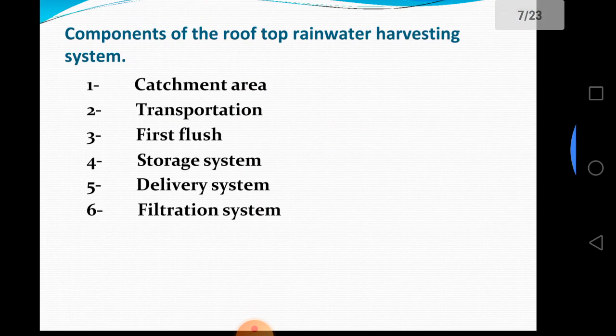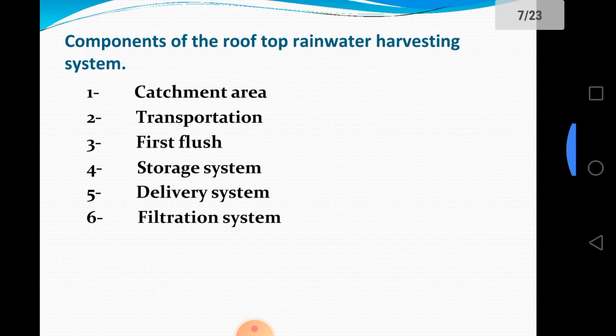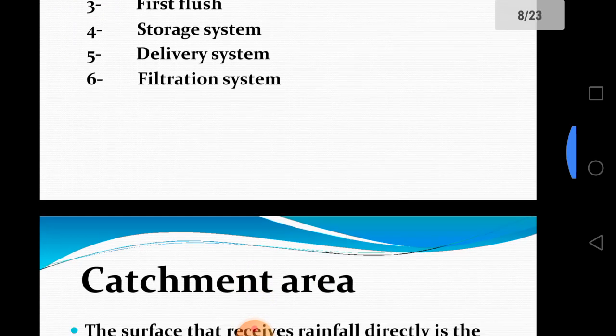So next, components of rooftop rainwater harvesting. What we know is that the components of the rooftop rainwater harvesting system are: catchment area, transportation, first flush, storage system, delivery system, and filter system. These are the different components of the rooftop rainwater harvesting system. Then we will discuss them one by one.